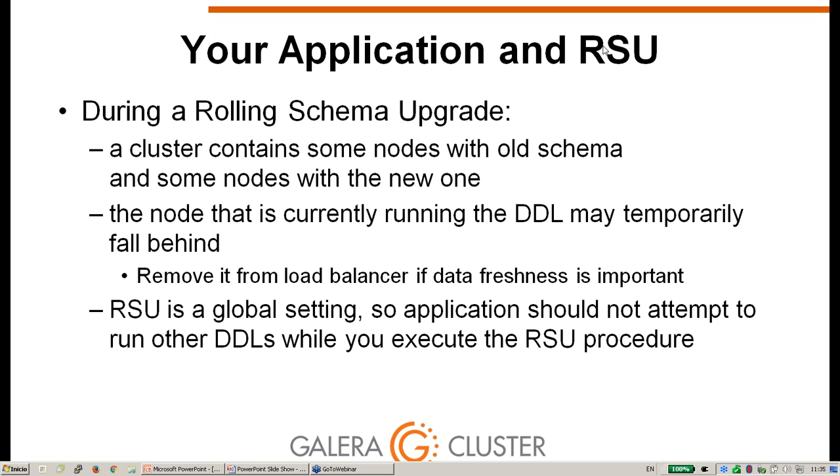And as we mentioned before, the node that is currently running the DDL has fallen behind the cluster. So ideally, you should be able to remove it from the load balancer so that it does not begin to serve stale data to your users. And finally, setting your schema upgrade method to RSU is a global setting for the node. So your application should not attempt to run any other DDL statements while you're executing this entire rolling schema upgrade sequence, because those statements will also be run only on the machine and not replicated elsewhere.